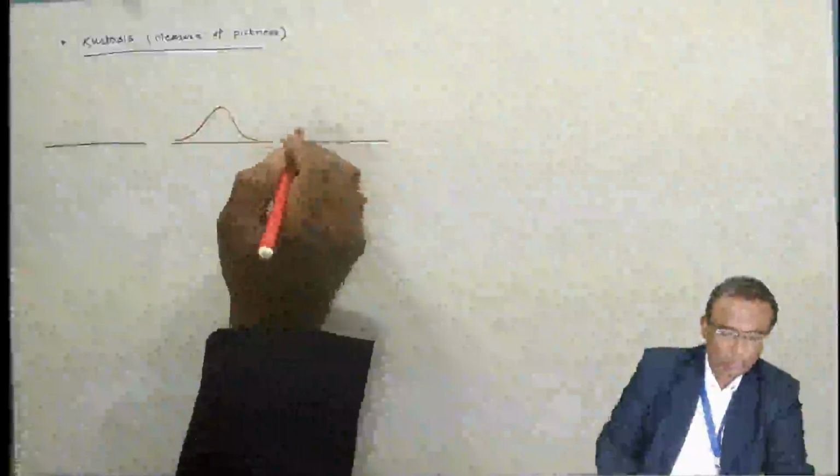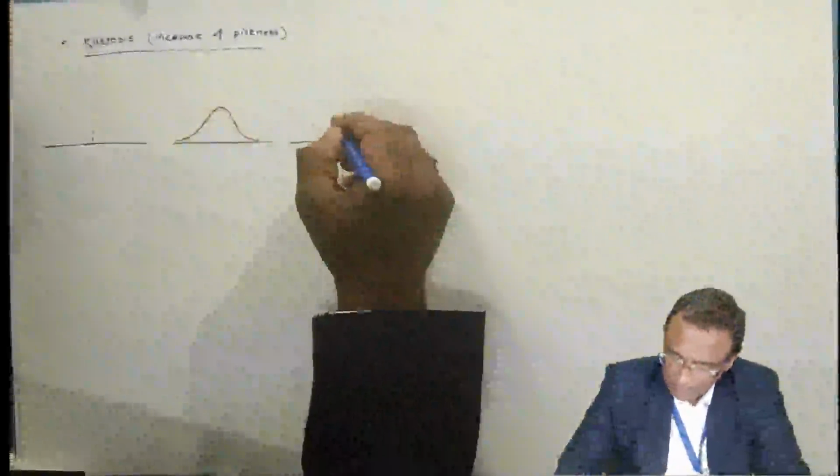See, I am going to draw 3 curves. This is the normal curve. For better understanding, the 3 curves I am going to draw, and I am going to tell you which is more peaked. This middle one is the normal curve. If the curve is normal, then we should not worry more.